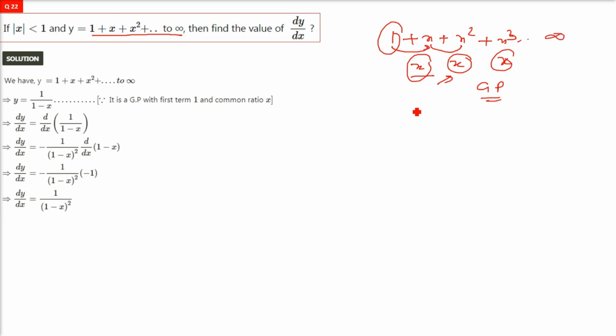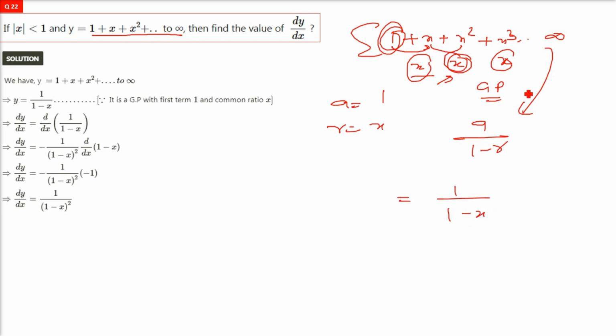So whenever we have a geometric progression, the sum till infinity is a divided by 1 minus r. A is what? The first term, which is 1. R is what? The common ratio, which is x. So we have 1 by 1 minus x. So this is the thing which we need to differentiate. So the final sum is 1 by 1 minus x.